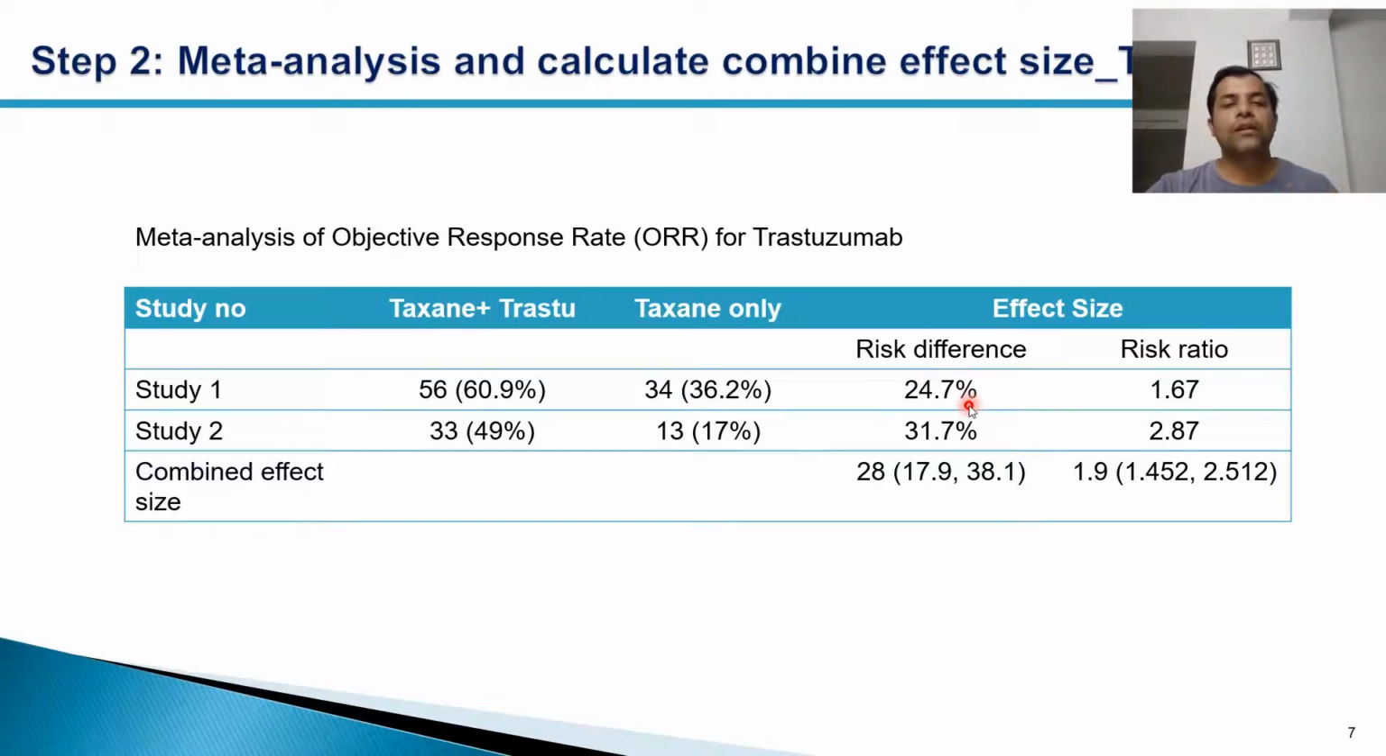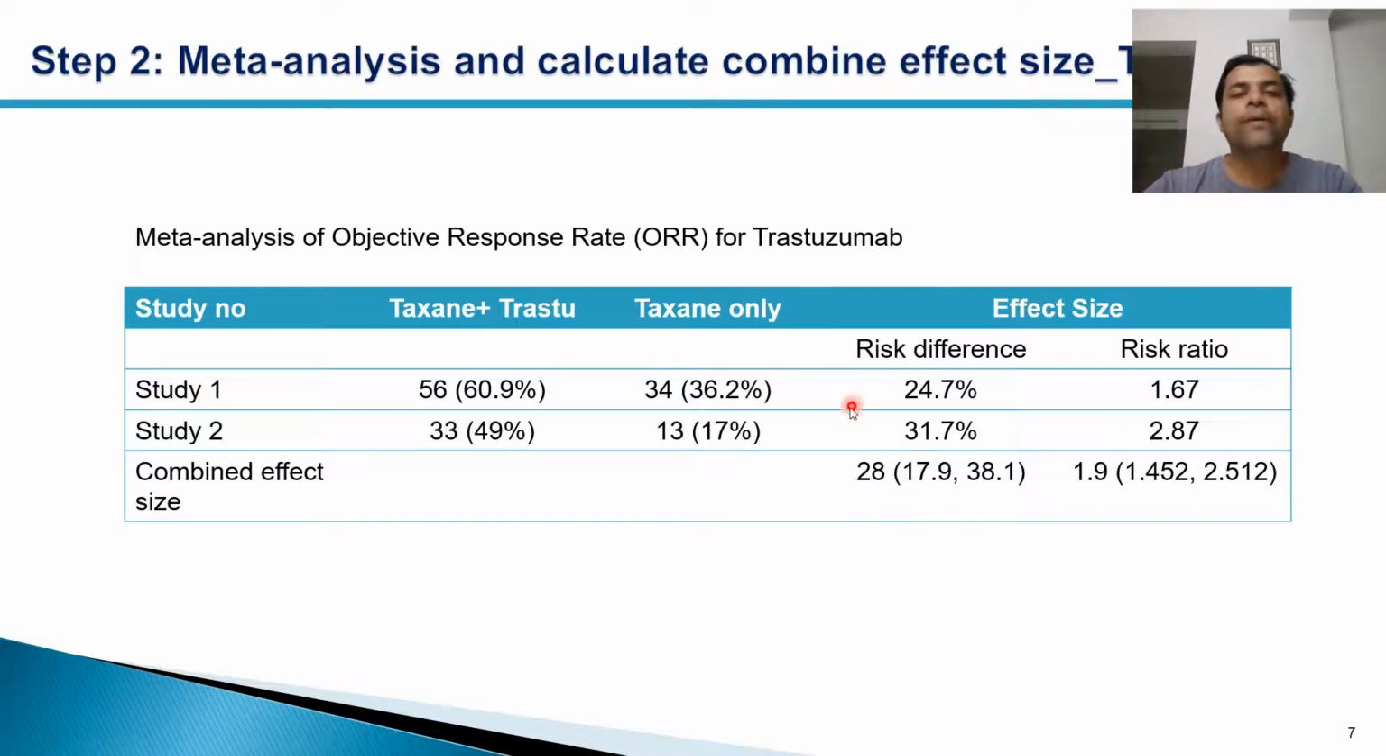Now we will collect as many articles like this. Okay, currently I am showing only two studies, but we can calculate as many as we can. Then once we have all this data, we will calculate the combined effect size. Okay, so combined effect size, how to calculate, I'm not going to discuss in this session, but in the description I am giving a method how to calculate this combined effect size, which is very easy to calculate.